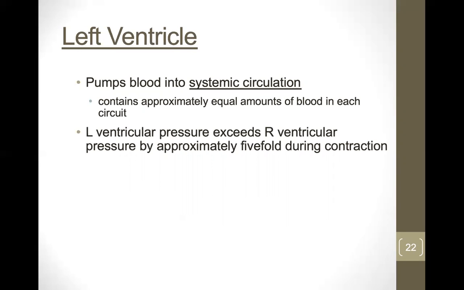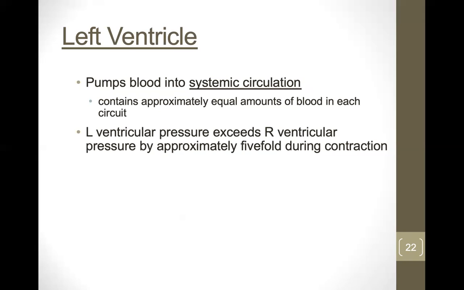And here, the left ventricle is where we're going to pump blood out to all the rest of the body. So this is our systemic circulation, so blood going out to all the different systems that we have within the body. And it's approximately the same amount of blood each time that it's contracting. Both on the left side and the right side, you will tend to have the same amount of blood pumping out in each of the circuits.